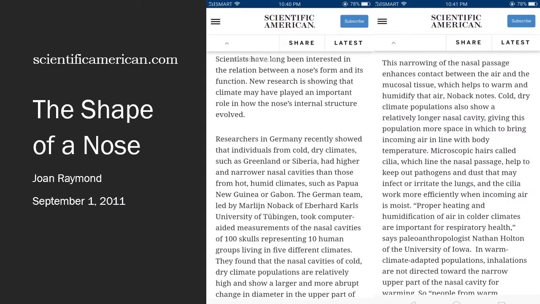Okay, this is from scientificamerican.com. The shape of a nose, Joan Raymond, September 1, 2011. Researchers in Germany recently showed that individuals from cold, dry climates, such as Greenland or Siberia, had higher and narrower nasal cavities than those from hot, humid climates such as Papua New Guinea or Gabon.